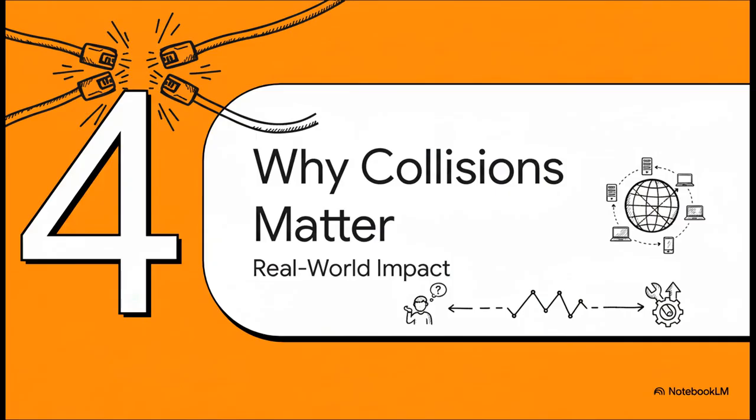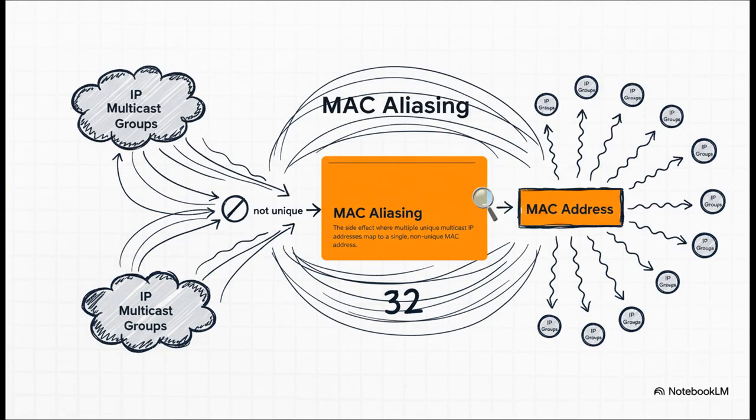So what? Why does this geeky little detail actually matter on a live, breathing network? This whole situation has a name. It's called MAC aliasing. And remember, this isn't a bug. It's not something you configured wrong. It's a built-in, unavoidable side effect of how this was designed. A single MAC address can end up being an alias for as many as 32 different IP multicast groups.